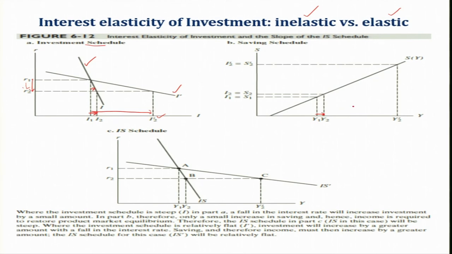But if the interest elasticity of investment is very high, then a small decrease in the rate of interest brings a large increase in investment, so the corresponding increase in saving must also be high, which needs a large increase in income. That means this much increase in income is required. So if we assume interest elasticity of investment is inelastic, then our IS curve is going to be very steep. In contrast, if interest elasticity of investment is elastic, then the IS curve is going to be very flat.